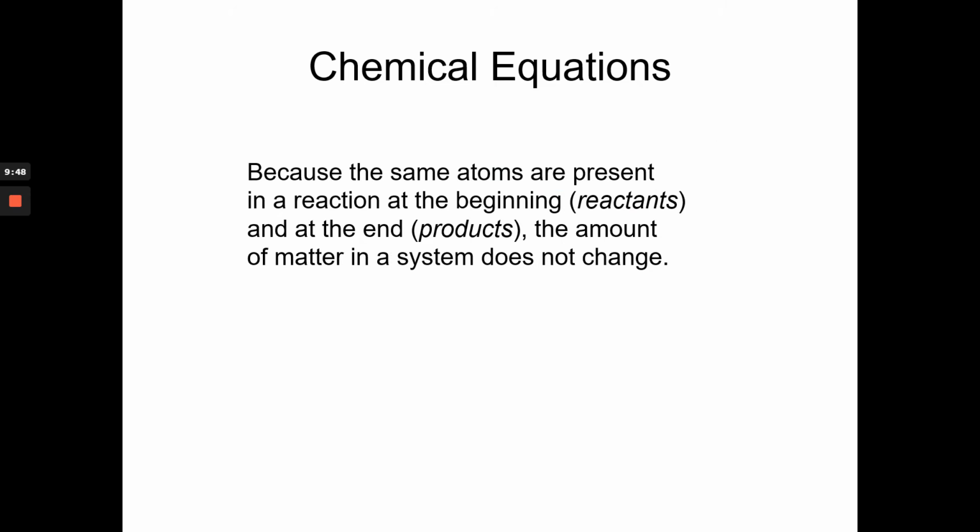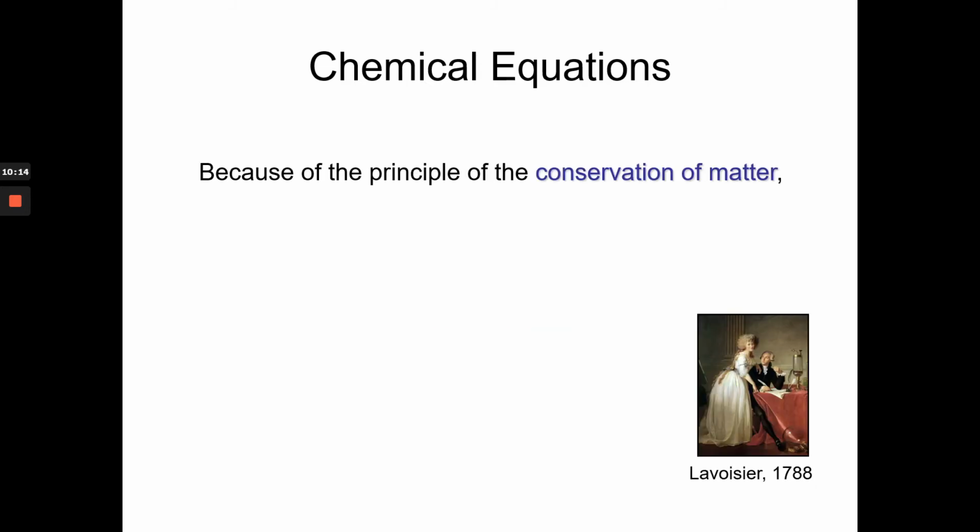All right. We know that in a chemical equation, atoms at the beginning, on the reactant side and on the product side, have to be the same. They're not destroyed. They're not made, they're simply rearranged in a chemical reaction. So the amount of matter in that system that we're studying does not change. That is the foundation of the law of conservation of matter. Now, the law of conservation of matter was espoused by Antoine Lavoisier. He's shown here with his wife.